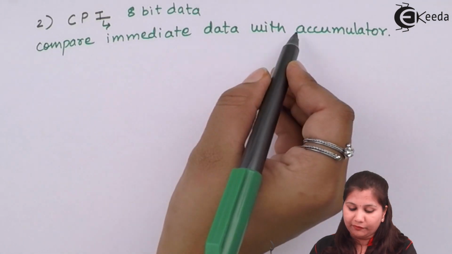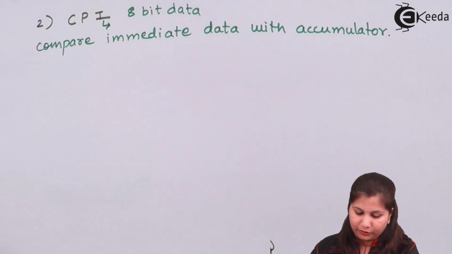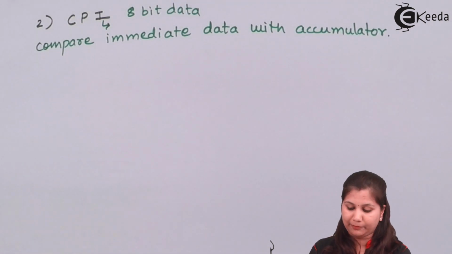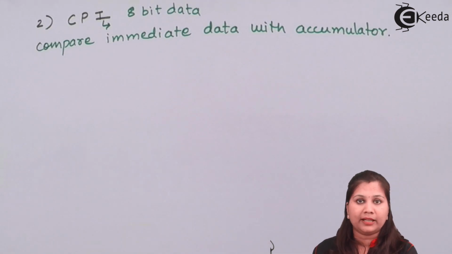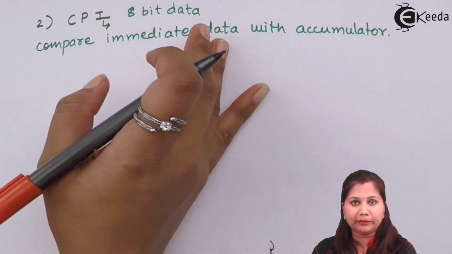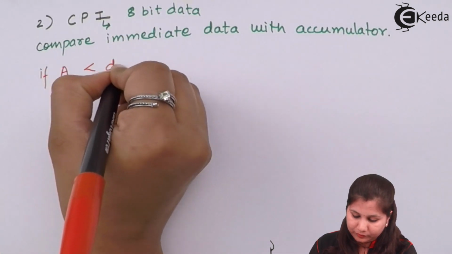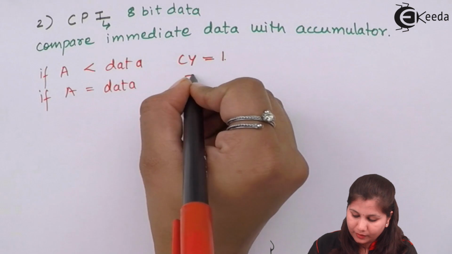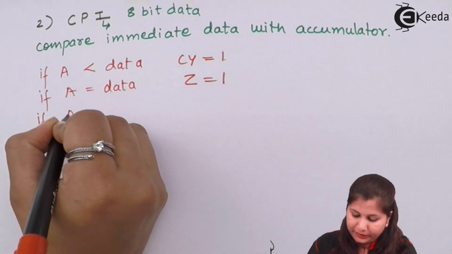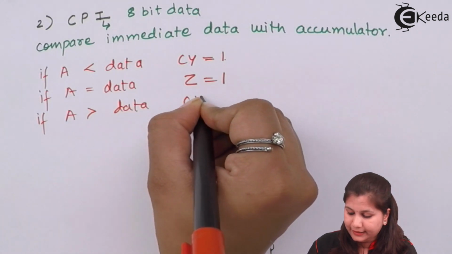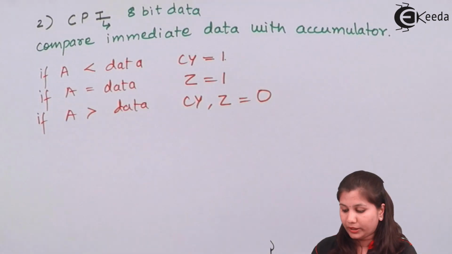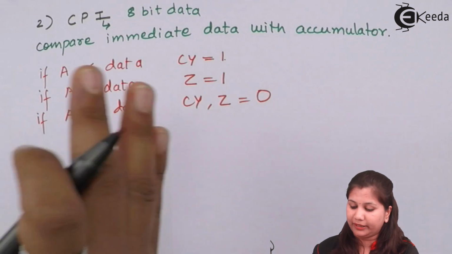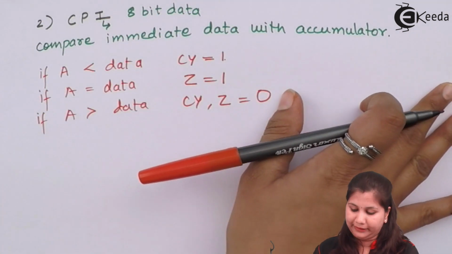So the 8-bit data will be compared with the contents of the accumulator, and again the same comparison is done by performing the subtraction, and the same conditions are checked here. If the contents of the accumulator are less than the 8-bit data, then the carry flag is set. If equal, the zero flag is set. And if the accumulator is greater than the data, then carry and zero flags are both reset. So the same comparison is done here, but in CMP we compare a register or memory with the accumulator, while here we are comparing an 8-bit data with the accumulator.